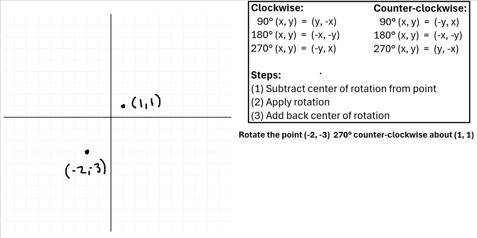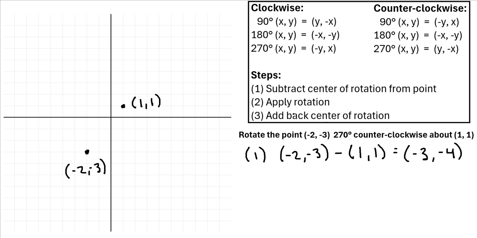So step 1, subtract the center of rotation from the point. So once again, we'll start with our point, -2, -3, and we'll subtract the point of rotation, which is 1, 1. So let's see what we get. -2 minus 1 is -3. -3 minus 1 is -4.